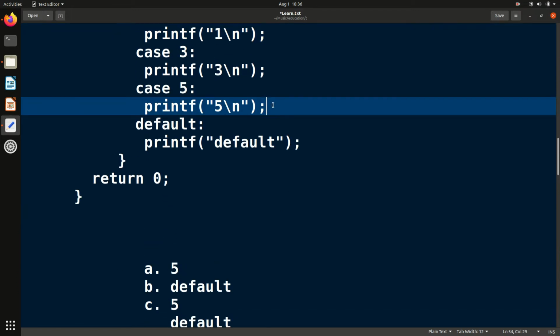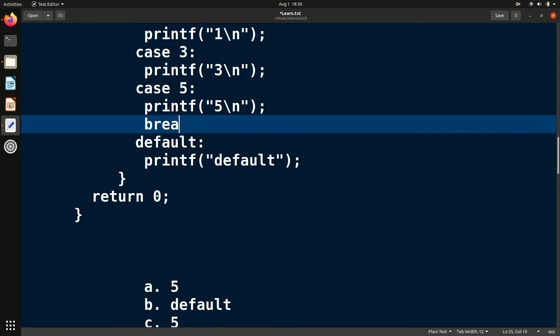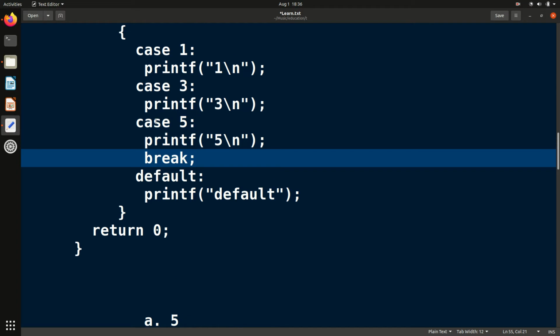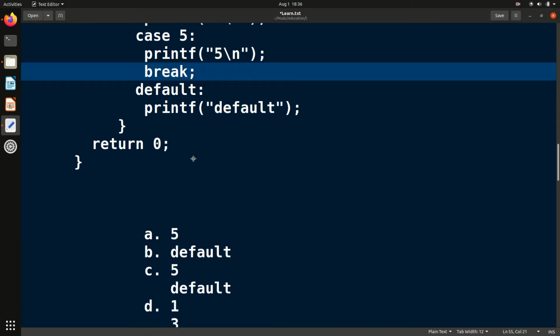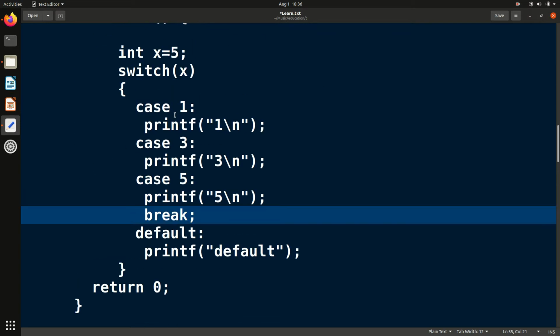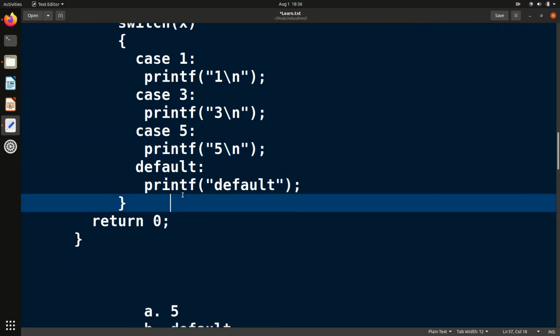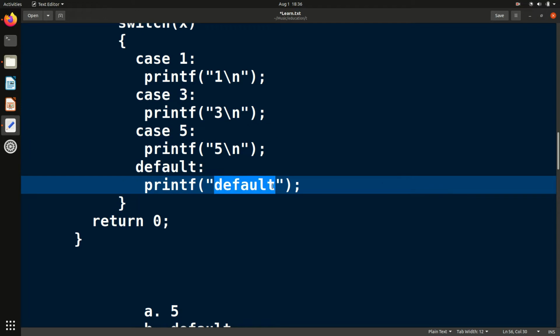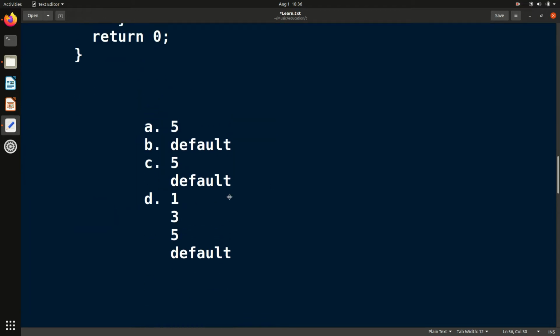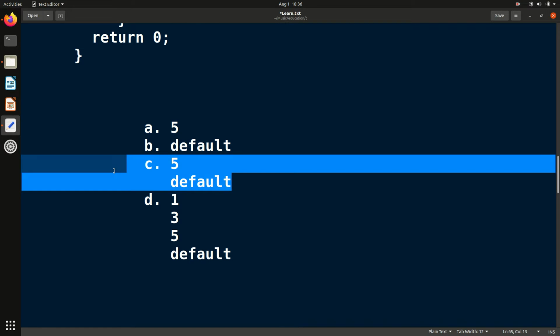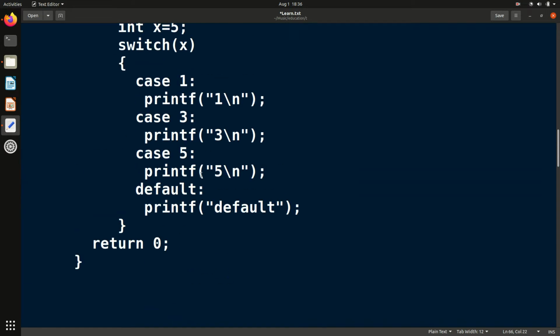But after this, there is no break. In usual cases, you might be seeing that inside each case there is a break. If there had been one break, then the answer will be 5. But since in this question there is no break, after this print 5, this print default will also be printed. So the answer will be option C. 5 and default both will be printed. Why? Because there is no break.